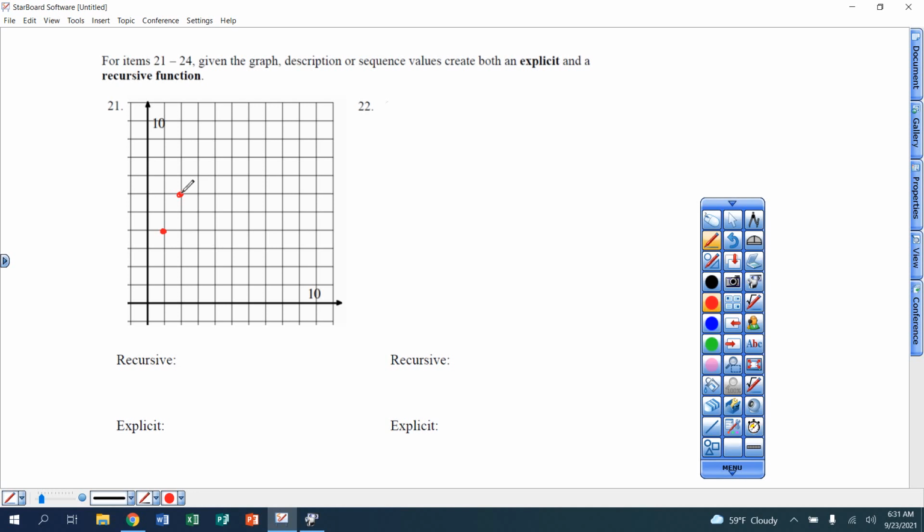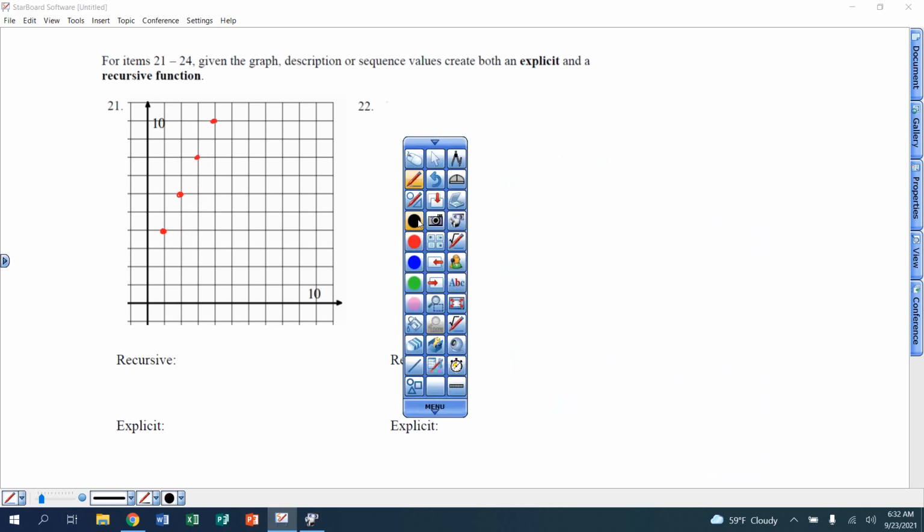Then from there, over 1, up 2 again. Or you could go over 3 for x, 3 boxes to the right for x, and then up 1, 2, 3, 4, 5, 6, 7, 8 for y, or f of x. Then over 1, up 2 again. You need to be good at that practice of looking at these grids and going with precision. Over 1, up 2, over 1, up 2. Precision matters. That very first coordinate, that is the first term.